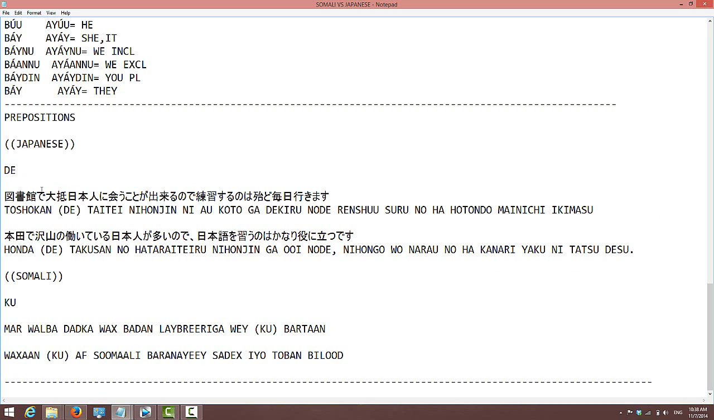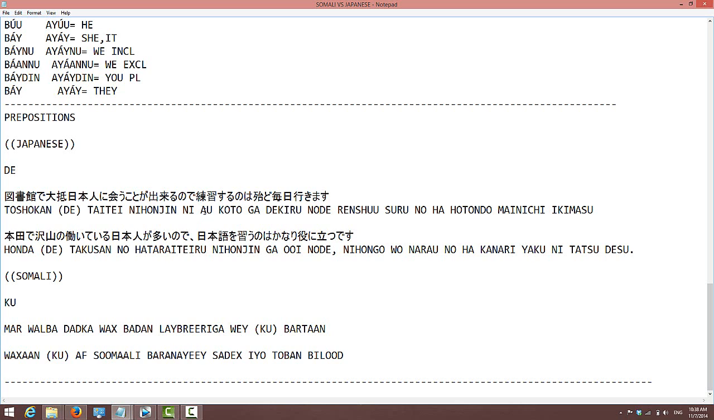So our main focus here is de, which is the preposition. De, at or in. Okay. So Toshokan is the library, and de is at or in. So when you say Toshokan de, that means at the library. Taite is often. Nihonjin is the Japanese people. Ni is towards, but this has a lot of meanings. But in this context, ni is referring to meeting. When you say you're going to meet someone, you have to use ni, not to. Okay? So Nihonjin ni ao koto ga dekiru no de.